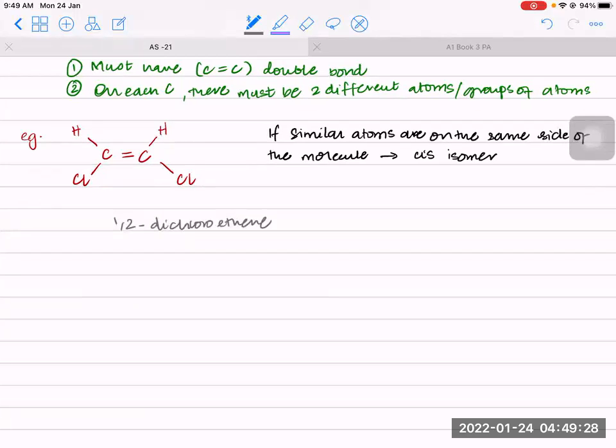Now on this, what is the structural formula? Let's see. Structural formula is CHCl double bond CHCl. Yes. What's the molecular formula?